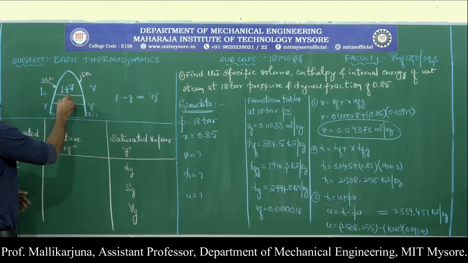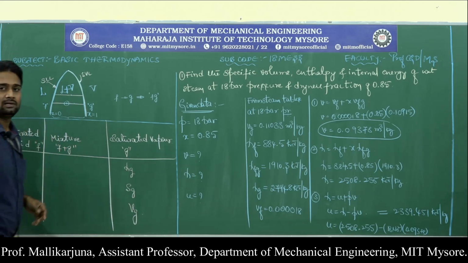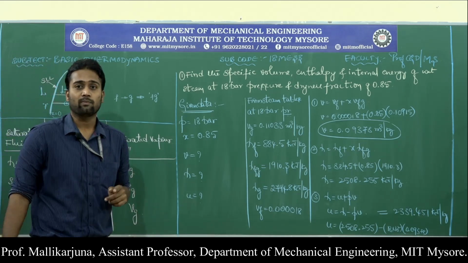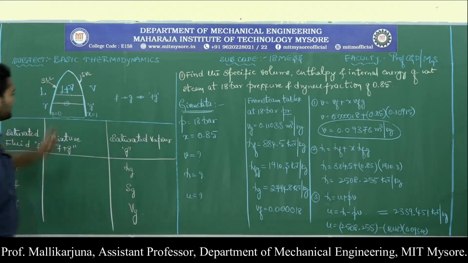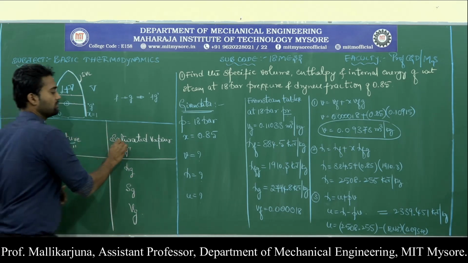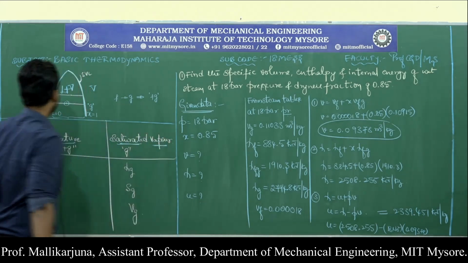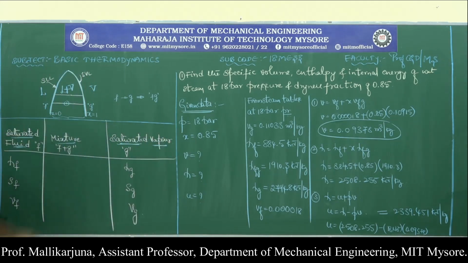Then what we have to use in between the sessions. So, that is a very important thing. Now let us try to understand that. I have written a tabular column wherein the first column is for saturated fluid, the second column is mixture, and the third column is saturated vapor. Saturated fluid, in the sense, is the saturated liquid line.